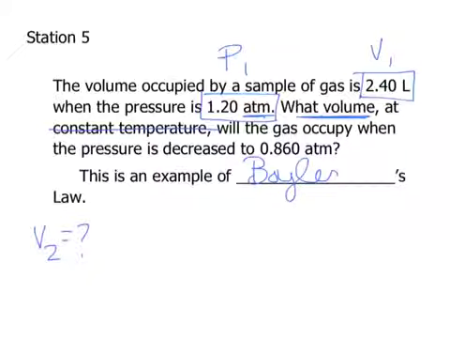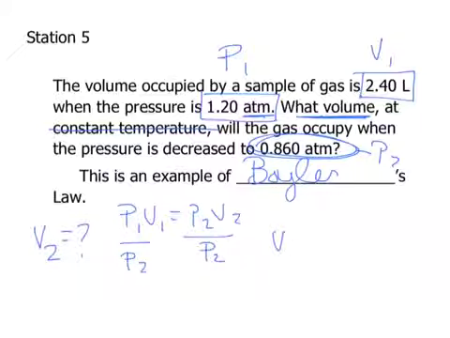Will the gas occupy when the pressure decreases? So my pressure is going down, and we're going to have our second pressure. This is my P2. So same formula: P1 V1 equals P2 V2. We are looking for V2, so I'm going to divide by P2.